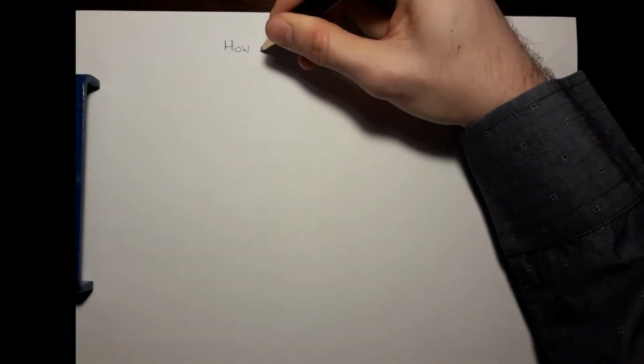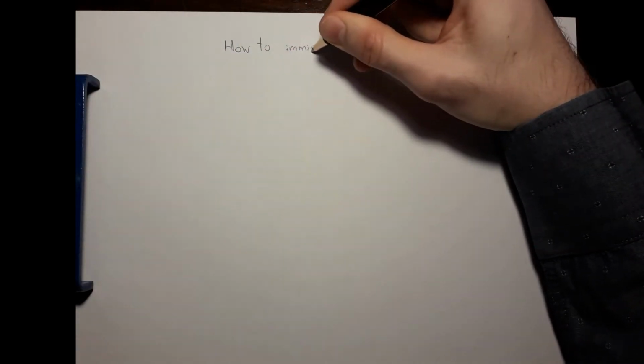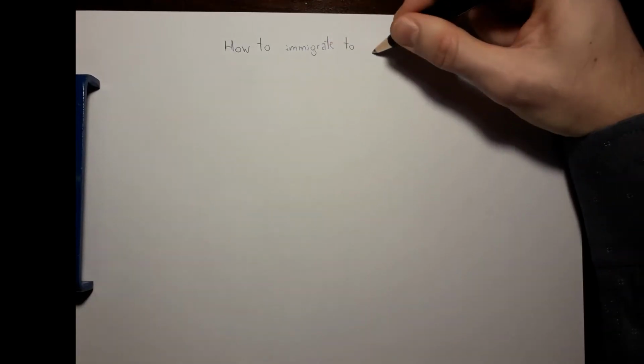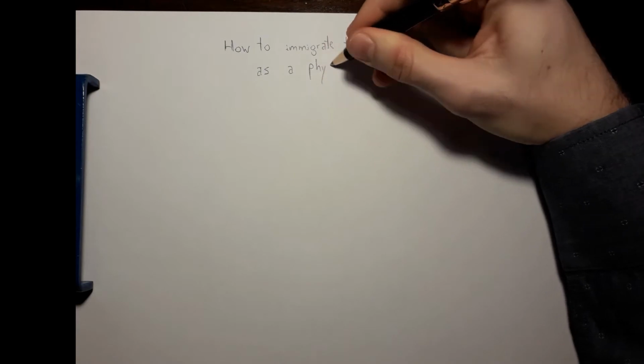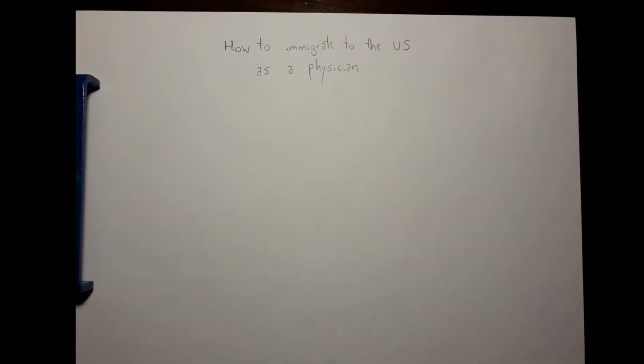How to immigrate to the United States as a physician. There are two main ways of becoming a physician in the US. The first is going through college and medical school in the United States.